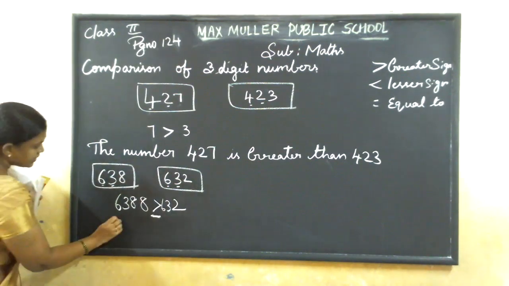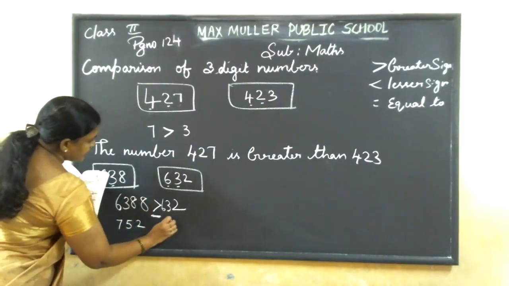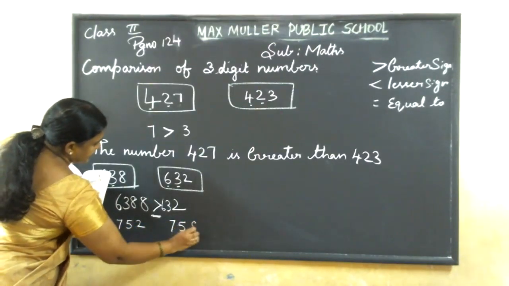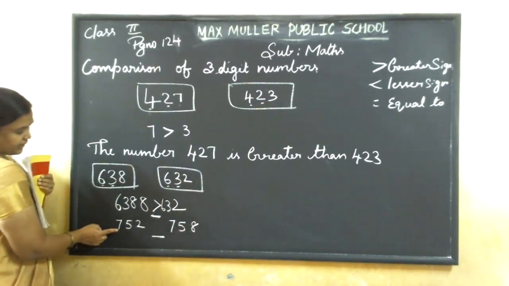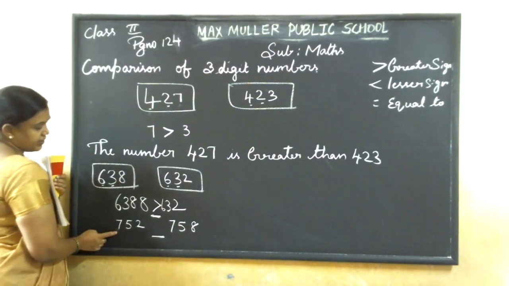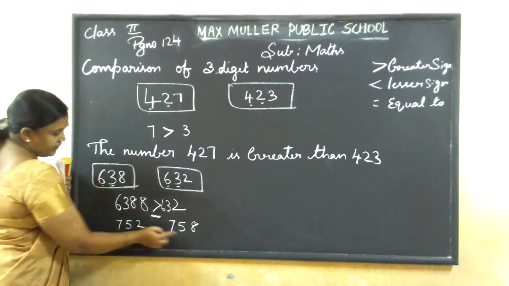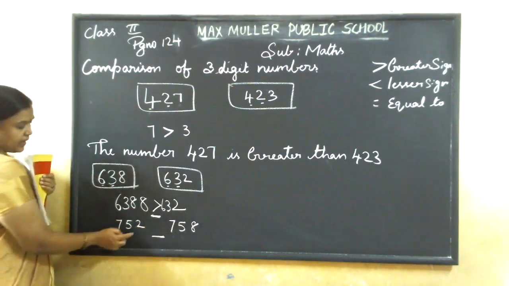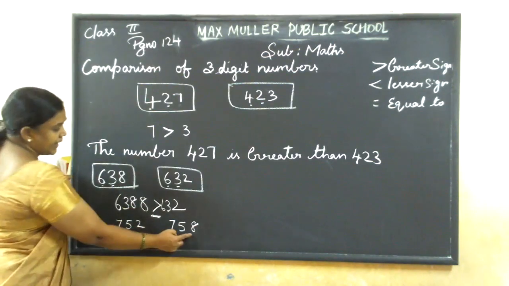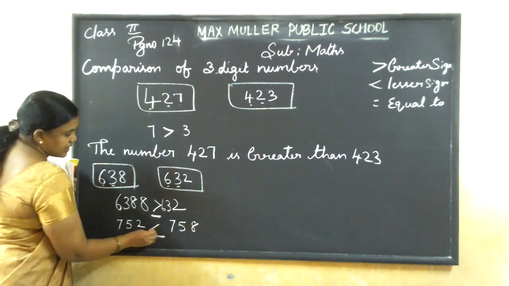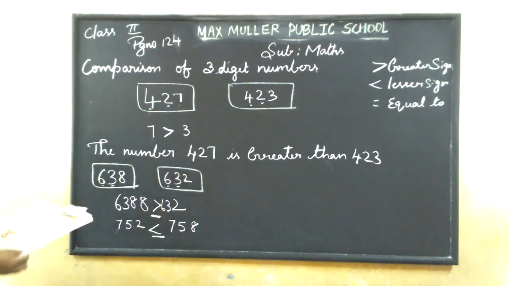Next number, 752 and 758. Now you check, children. Which one is greater here? In the hundreds place 7, here also 7. In the tens place, here 5, here also 5. In the ones place, here 2, here 8. Which one is greater? 8 is greater. So 752 is less than 758.